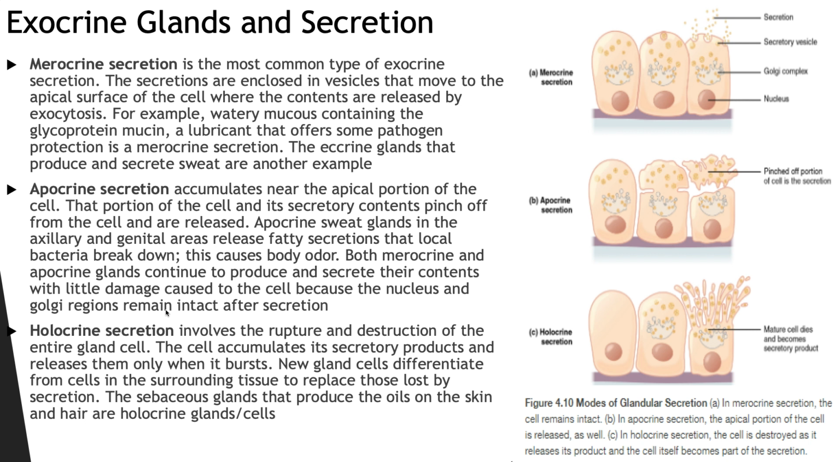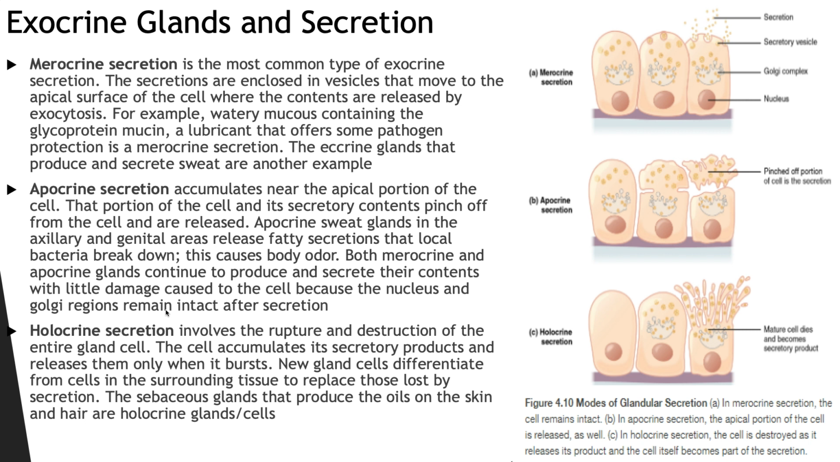One thing to keep in mind is that both merocrine and apocrine glands continue to produce and secrete their contents with little damage caused to the cell, because if you look at the pictures over here to the right, most of the nucleus and the central organelles that are important to maintaining homeostasis in the cell are undamaged.